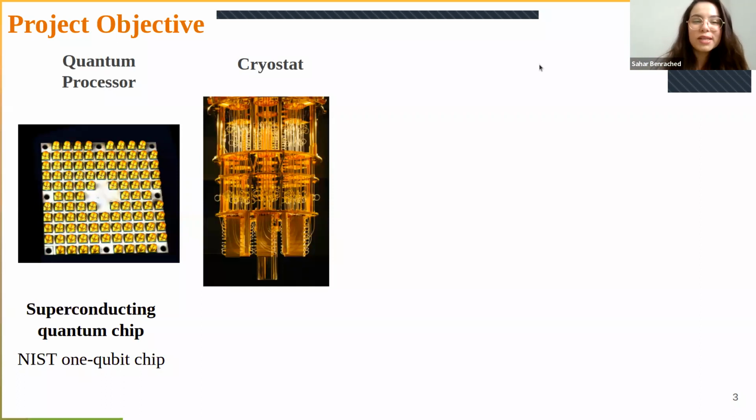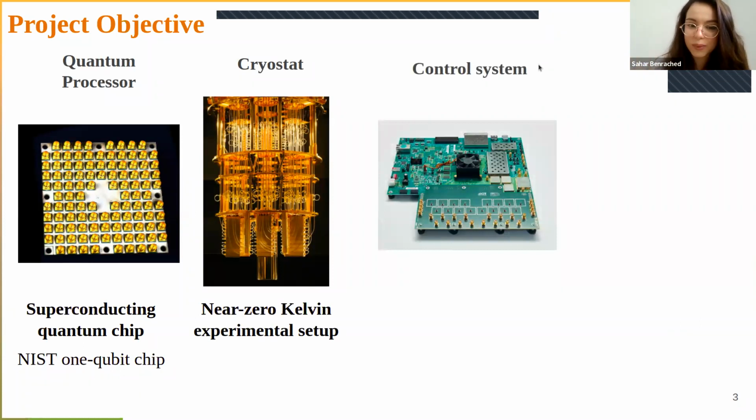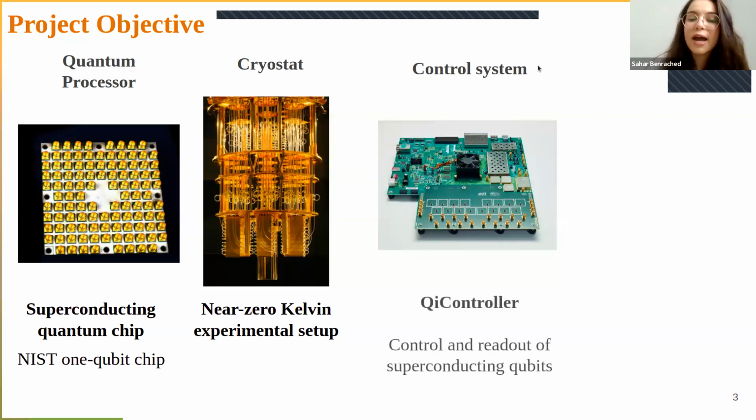The quantum processor is installed within a cryostat, which would provide the near zero Kelvin temperatures needed for the control and readout of the quantum states within a superconducting qubit. In order to design algorithms, schedule operations, and read out the state of a quantum computer, we would need a control system. For my work, I used the QiController, which is an FPGA-based system developed at the IPE, used for the control and readout of superconducting qubits.